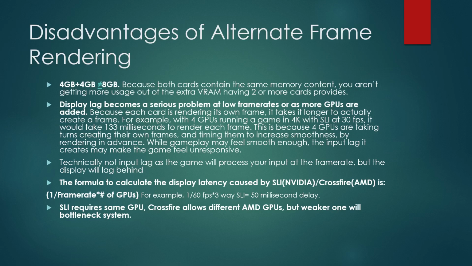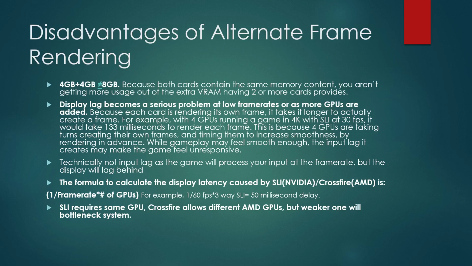For example, if you have 4 video cards running a game in 4K with SLI at just 30 FPS, it would take 133 milliseconds just to render each frame. This is because 4 GPUs are taking turns, creating their own frames, and timing them to increase smoothness by rendering in advance. While the gameplay may look smooth, the input lag might make the game feel unresponsive and intolerable.